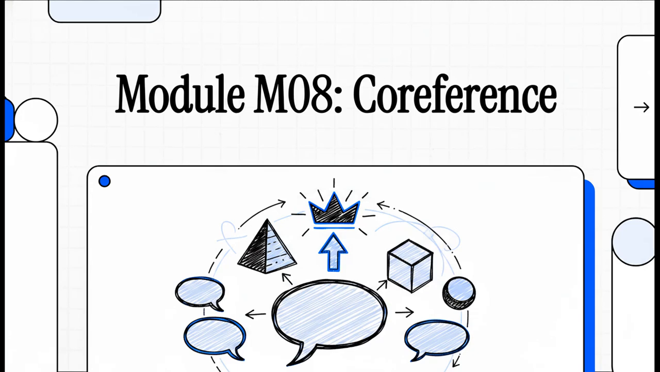Welcome back to the explainer for Module M08. Today, we're unpacking something absolutely crucial for C2 mastery. We're talking about coreference and implicit cohesion.